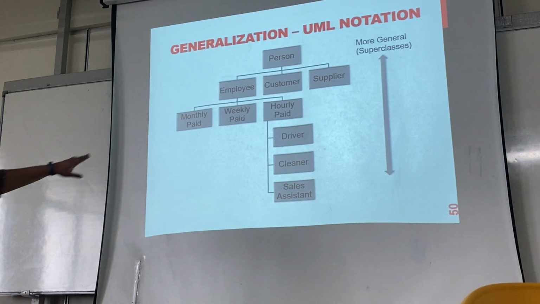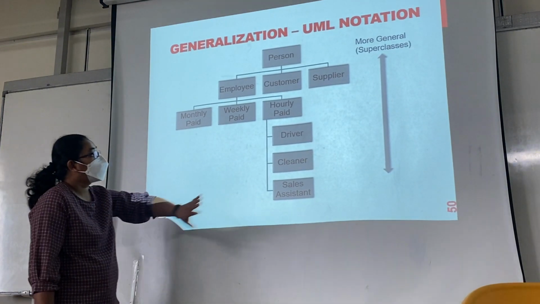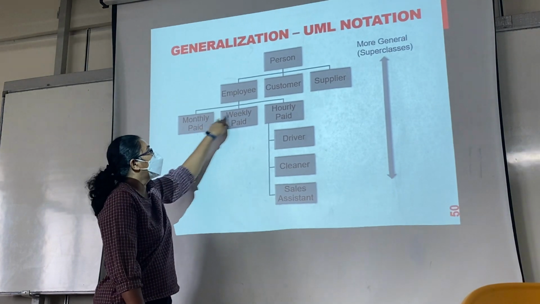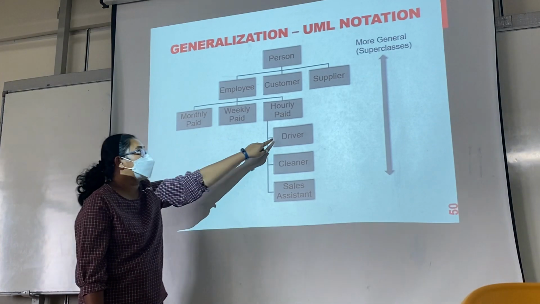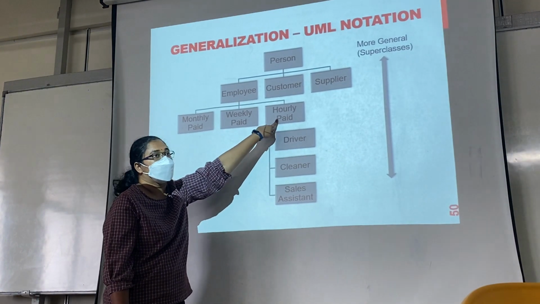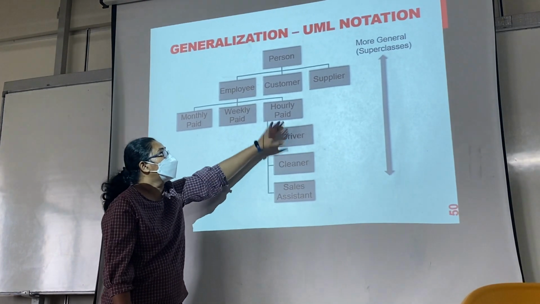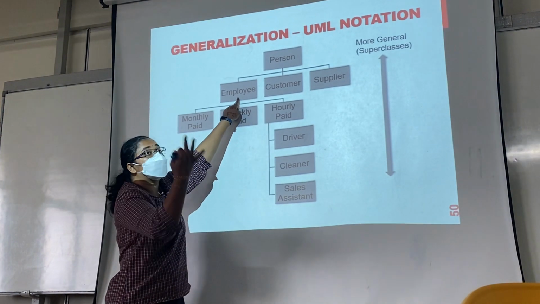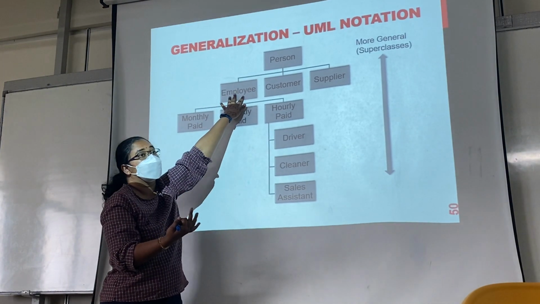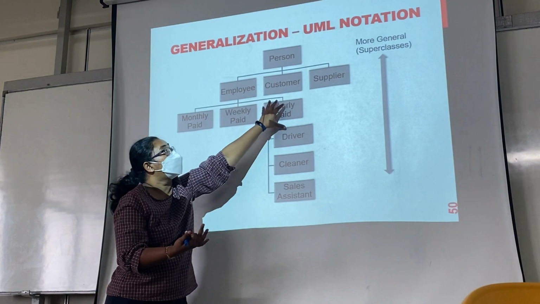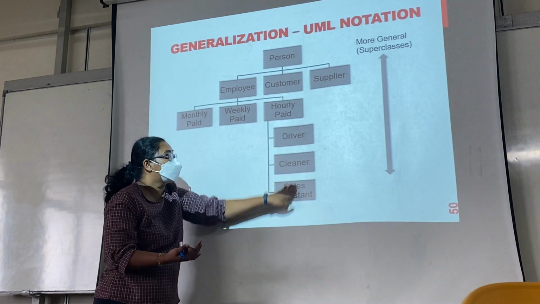Okay, are these three children of employee, or are these 3 children of this? Driver pay and assistance, directly child of this? Actually, these 3 are children of hourly pay. Meaning for these 3 jobs, the payment is hourly. So that's why they come under hourly pay. Employee has 3 types of employees: monthly, weekly, hourly. These 3 are basic employees. Only for hourly pay, we have 3 more different categories. So whatever property hourly pay has, all the 3 will have.